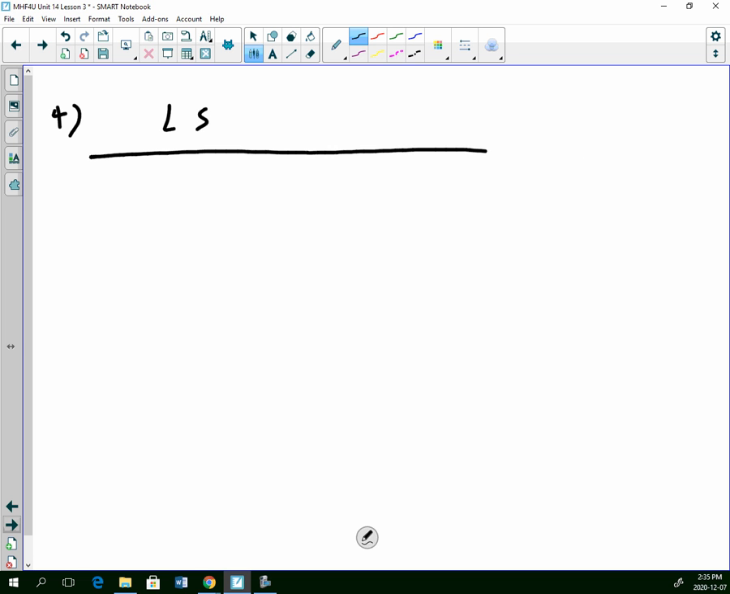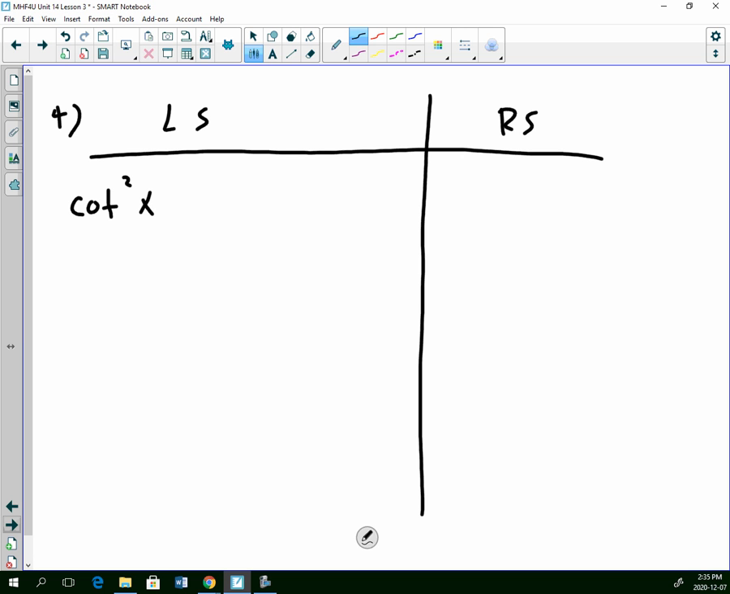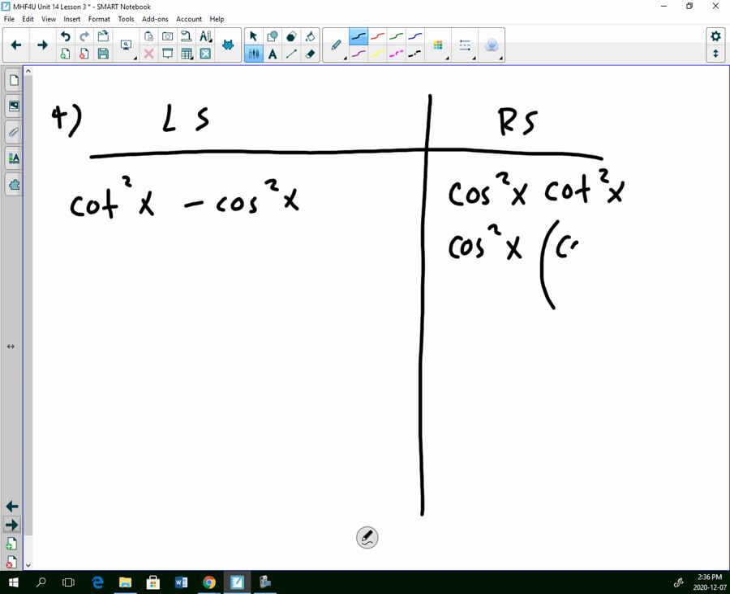Okay, number 4. It doesn't really matter whether you do a t-chart or you do left side, right side. I prefer a t-chart because I think it's neater. So on the left we have cotangent squared minus cosine squared. And on the right we have cosine squared x times cotangent. So first strategy is change to sine and cosine any terms that are not in sine or cosine. So on the right I'll change cotangent.